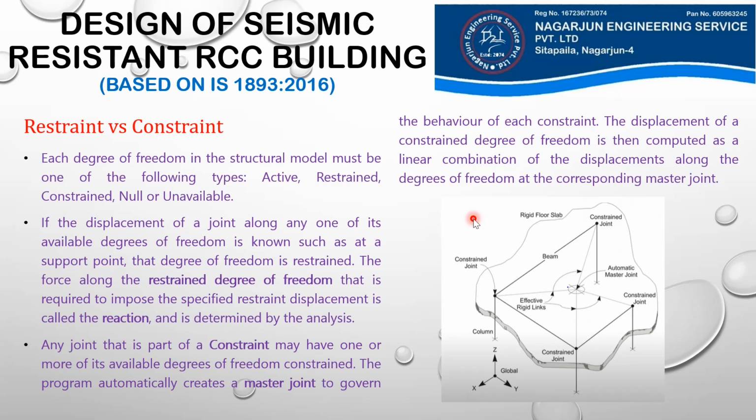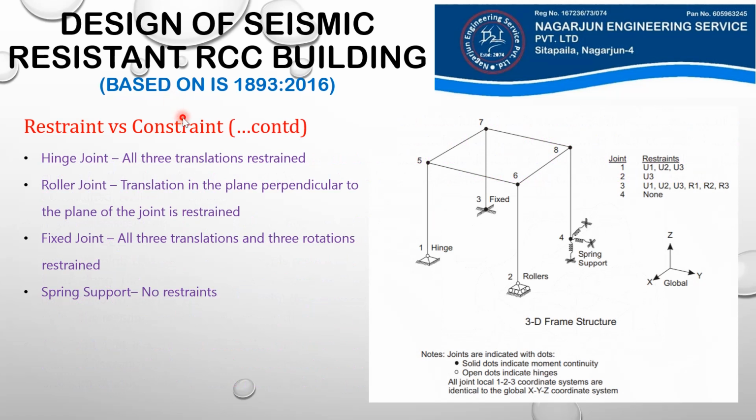So this is the difference between a restraint and a constraint. For example, you can see here, this is a 3D frame, and this is just an example. 4 different types of supports have been shown on the base of this 3D frame. Since joint 1 is a hinge support, we know that a hinge support restricts translation but allows rotation. So joint 1 restraints are U1, U2, U3, that is translation along the x-axis, y-axis and z-axis respectively.